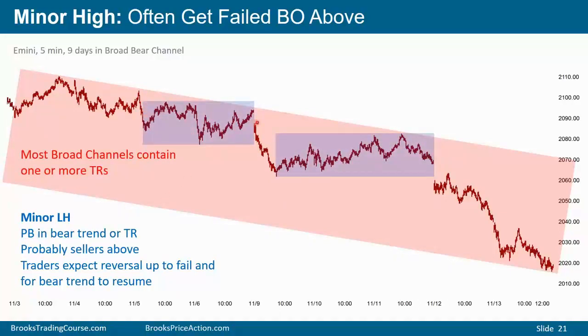Broad channels always contain trading ranges. And trading ranges often have bull legs that go above some prior highs. But as long as the highs are minor, then yes, it's a trading range, but it's still also in a broad bear channel. The bulls have to rally above major lower highs to make traders believe it's no longer in a bear trend.